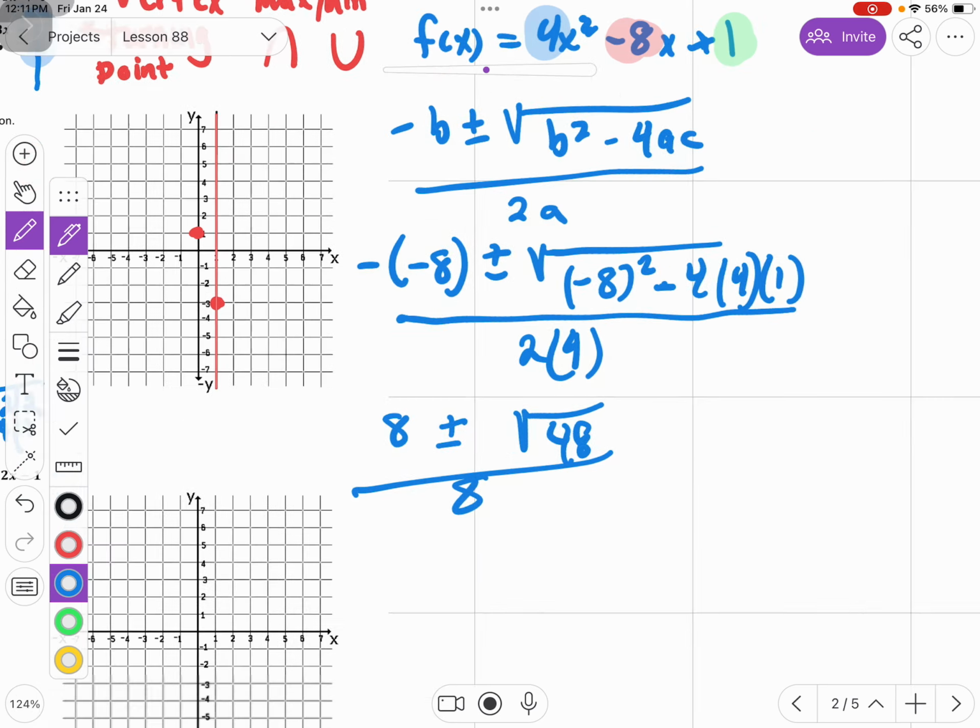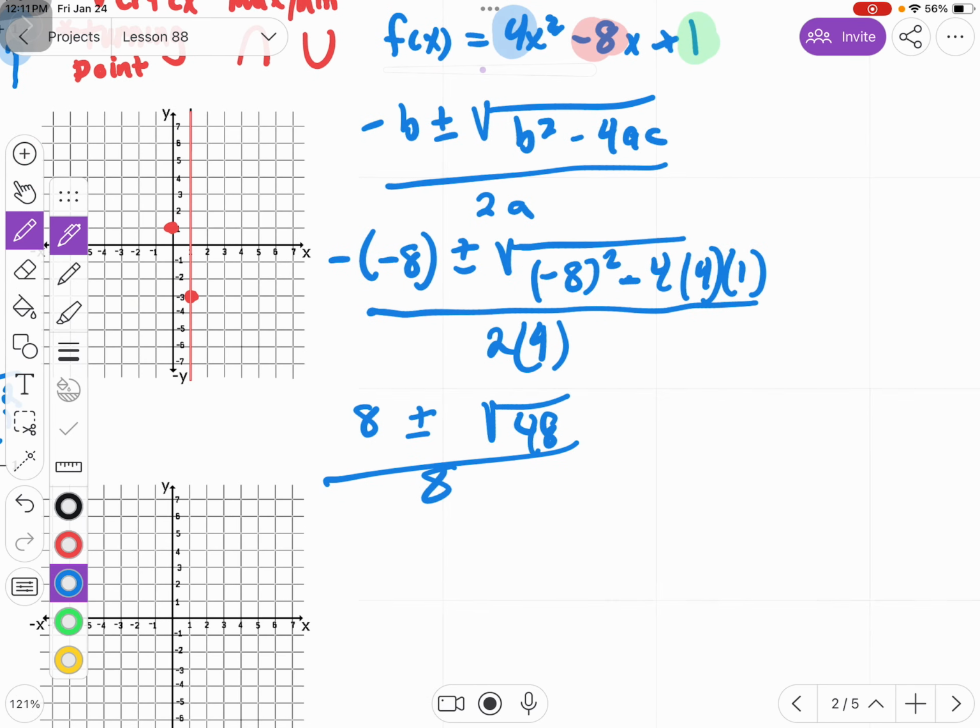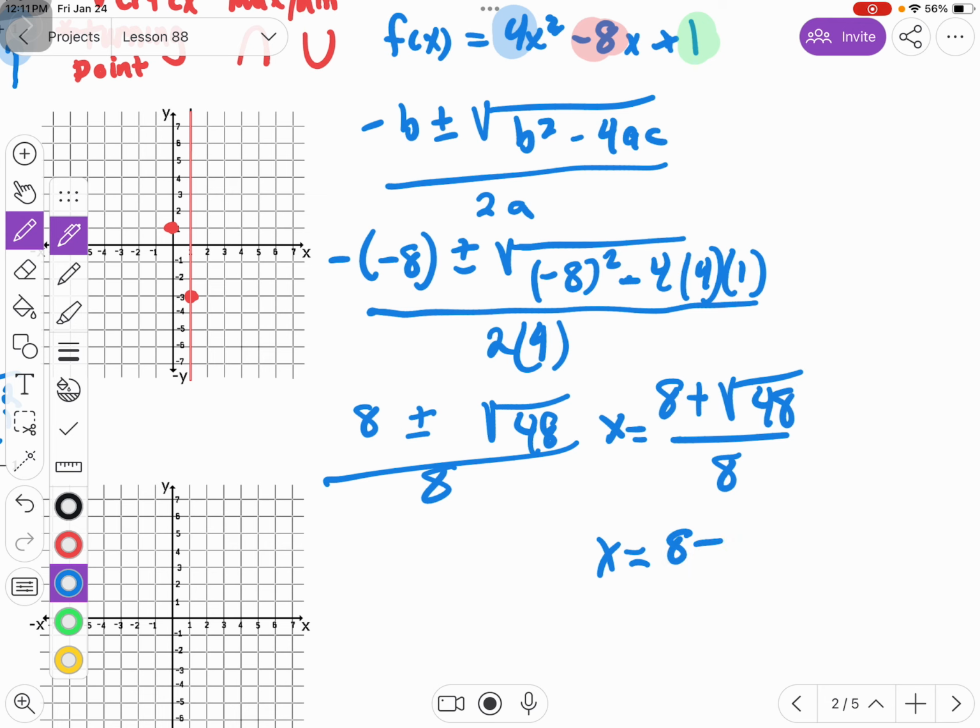All right, so this is really two answers. And that means it has two roots. So this is 8 plus the square root of 48 over 8. Okay, so x equals that. And x would also equal 8 minus the square root of 48 over 8. Okay, so let's compute both of those.